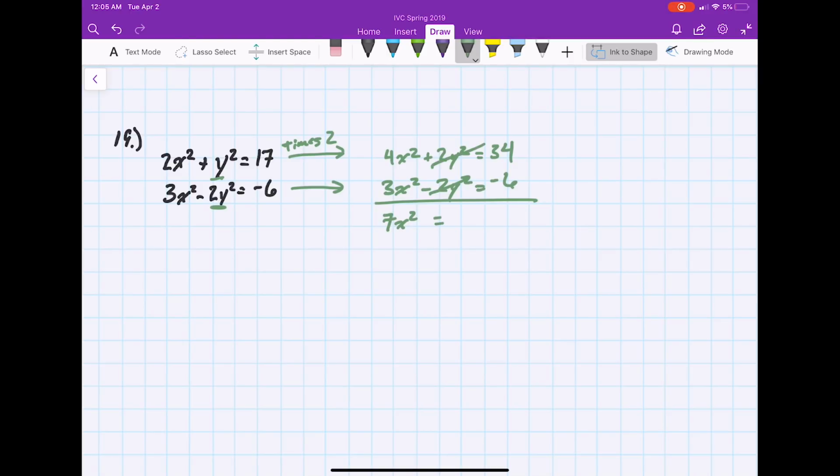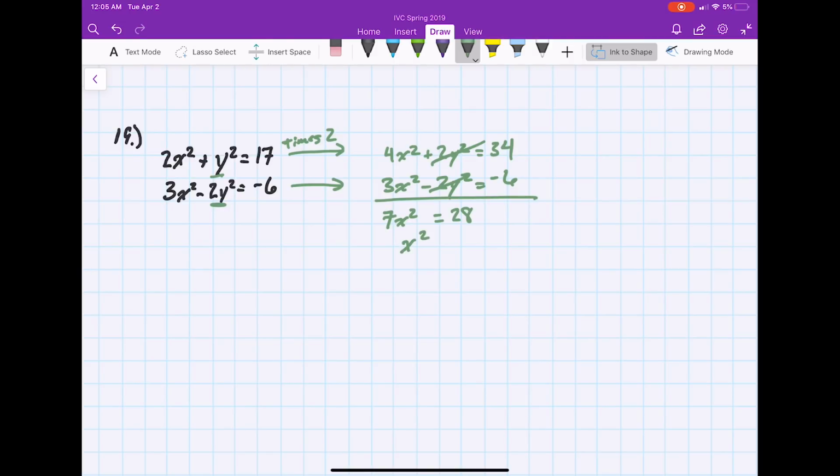We're going to get 7x squared. This cancels out. And then this is going to be 28. So 7x squared equals 28. Solve for x. x squared equals 4. And then the square root of that is plus or minus 2. So we will try and figure out for x equals 2 first.